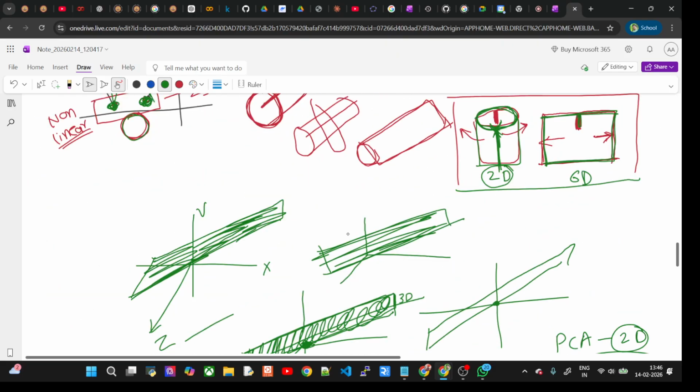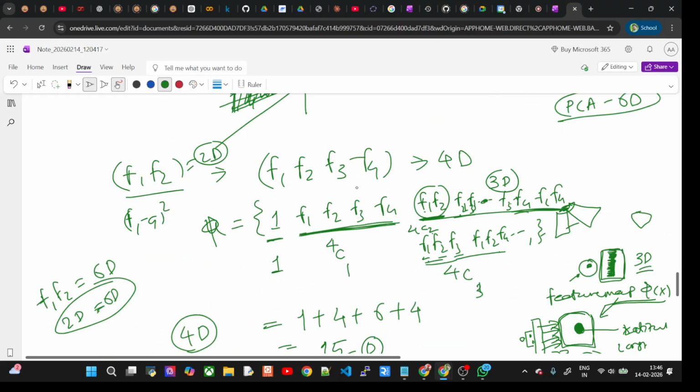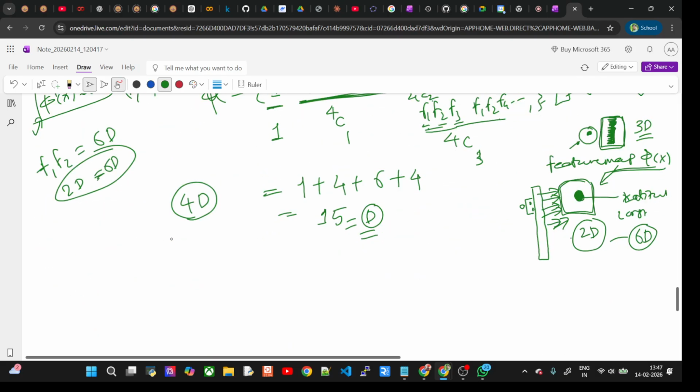So there is a mapping function, that feature map. And the u value whatever you got, it shows that phi transpose x, the feature map into your u vector, is equal to 0. That shows the linear relationship. So whatever your 2D is, it now becomes 6D or 4.